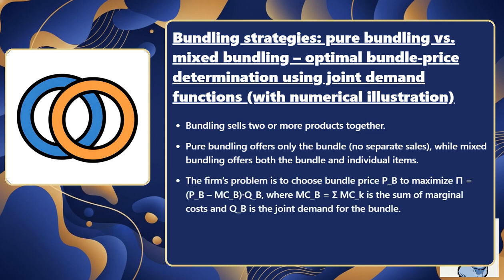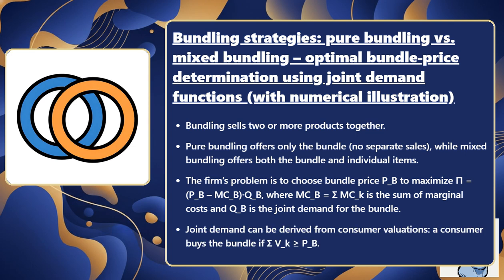The firm's problem is to choose bundle price P_B to maximize pi equals (P_B minus MC_B) times Q_B, where MC_B equals the sum of MC_k, the sum of marginal costs, and Q_B is the joint demand for the bundle. Joint demand can be derived from consumer valuations. A consumer buys the bundle if the sum of V_k is greater than or equal to P_B.